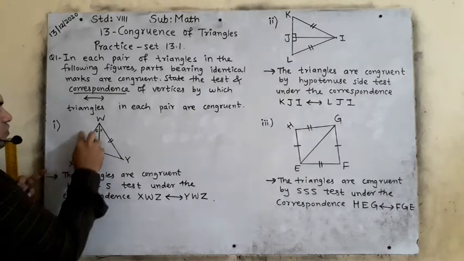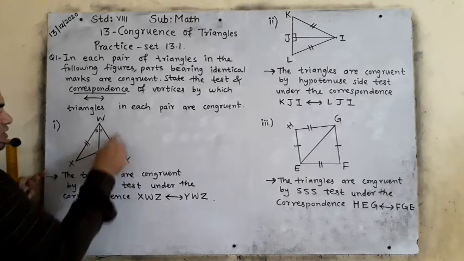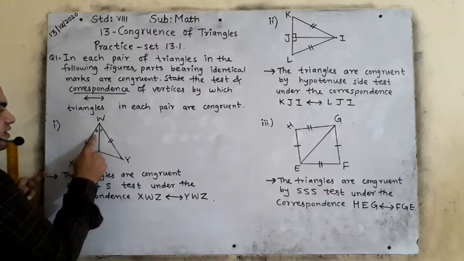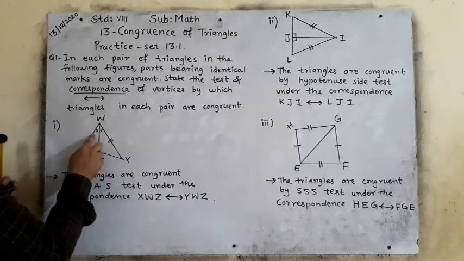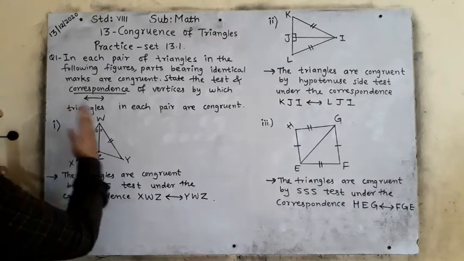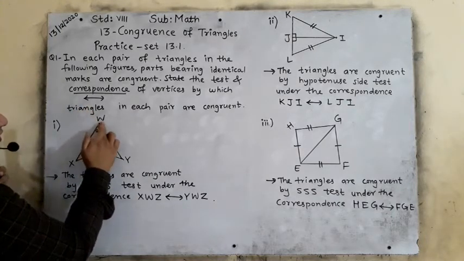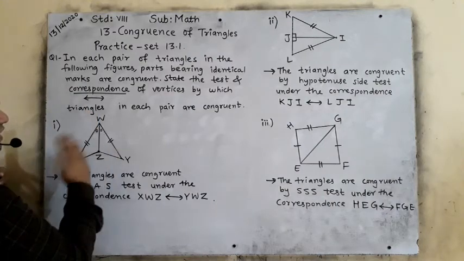So XW is congruent to YW, right? And this is the angle. Angle W is here, XWZ and YWZ. So this angle is congruent to this angle. And can you see this line, segment WZ? It is a common side of both the triangles.